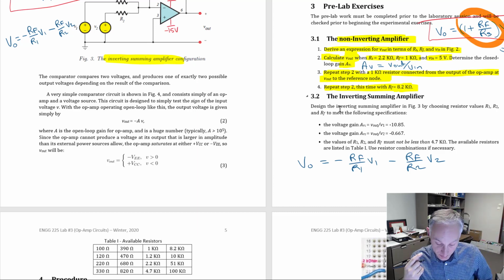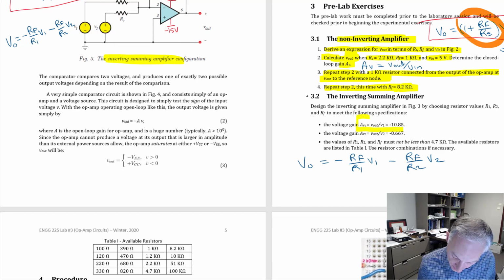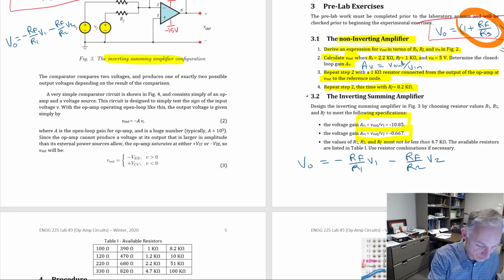now you're supposed to do some design, and what you're given as design parameters is you want the voltage gain AV1 to be minus 10.85, okay? And then the next thing is the AV2 has got to be minus 0.667, okay? So what are these AVs, okay? So right here I'm going to show you.